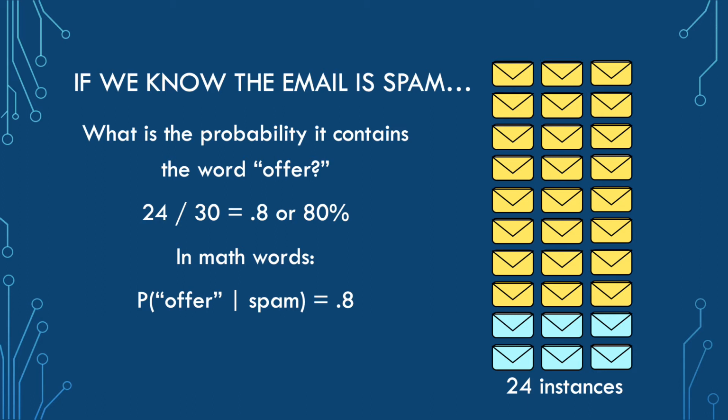As a brief explanation, P just means probability again. Offer over here means that the word offer appears. This line we'll see often, and it means basically that the next phrase is true. So reading it from left to right, the probability that the word offer appears, given that we know that the email is spam, is 0.8. This expression is equivalent to the above.